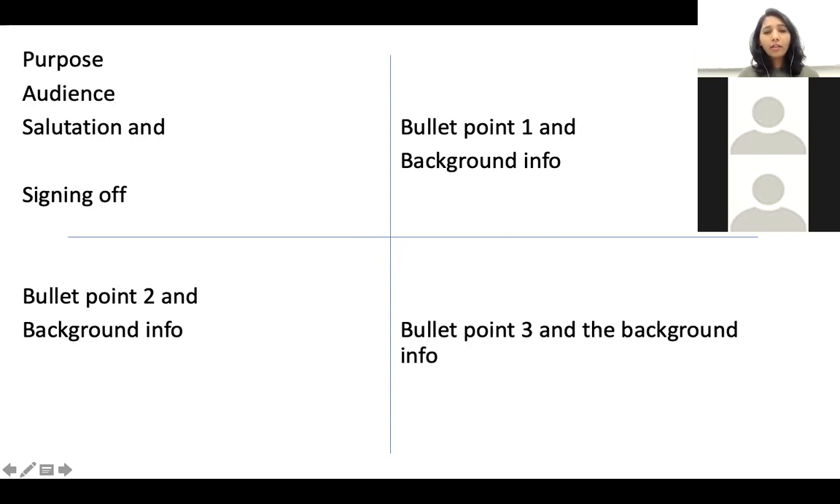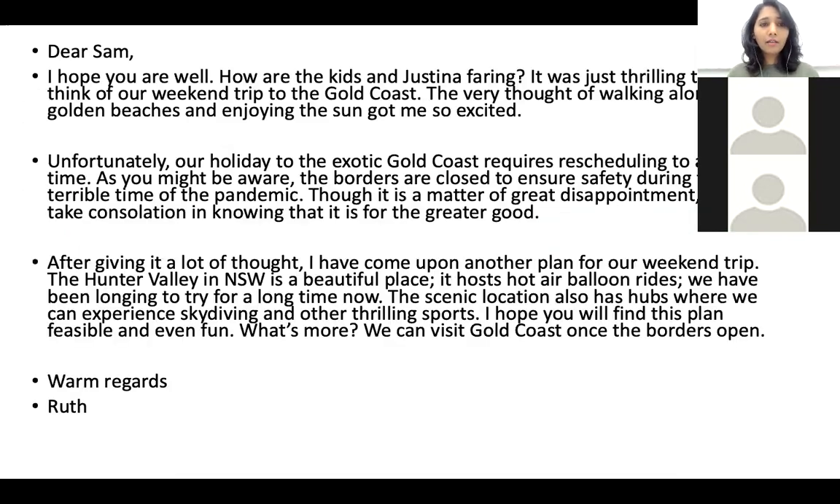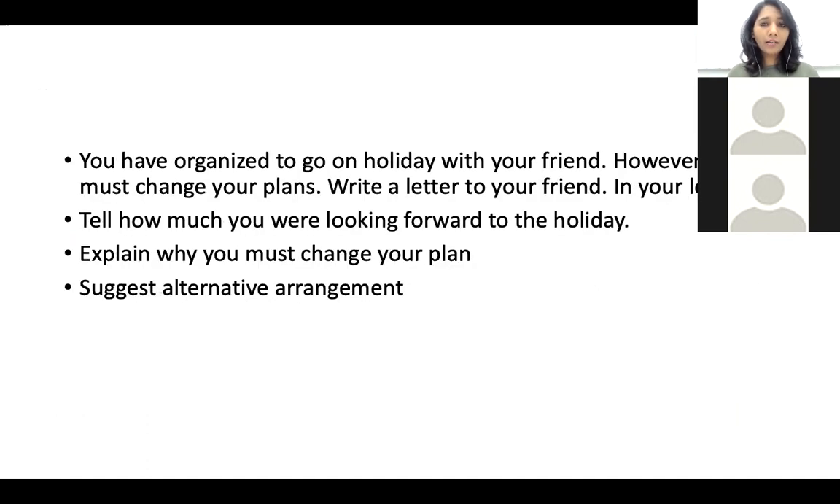So the first bullet point was apologizing. You're apologizing that you can't visit him or spend holidays with him, and then you're telling him that you were excited to meet him because it has been a long time since you met him, and then you tell him that the borders are going to be opened at the end of this year, and you are happy to meet him again at the end of this year. Okay.